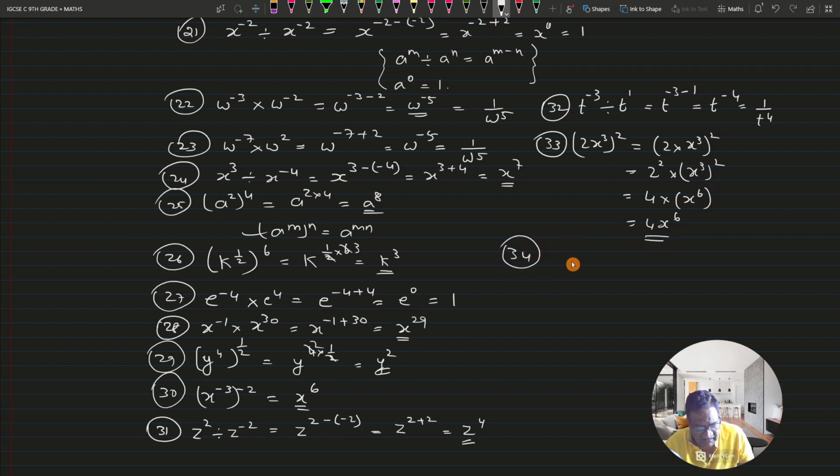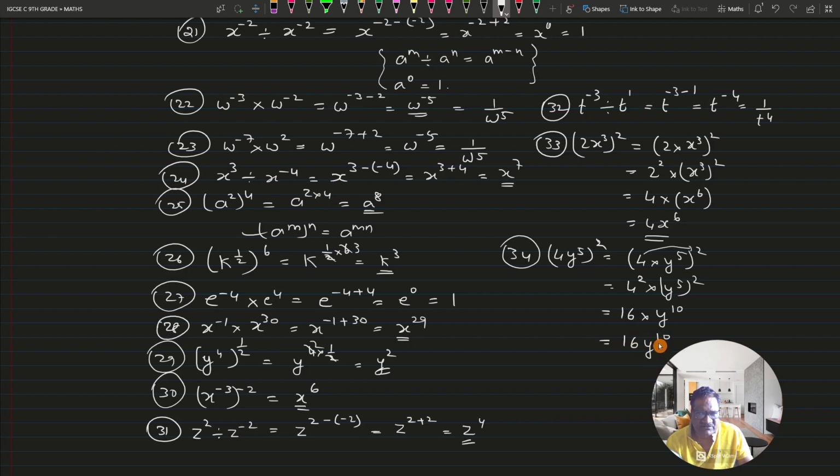34th. It is 4y to the power of 5, the whole square. This again can be written as 4 into y raised to 5, whole square. Then this 2 will go with this 4 also, 4 raised to 2, and this y raised to 5 will also have this power 2. So 4 square is 16, and y raised to 5 the whole square will be y raised to 10. So combined you can write this as 16y raised to 10. Okay. 35th.